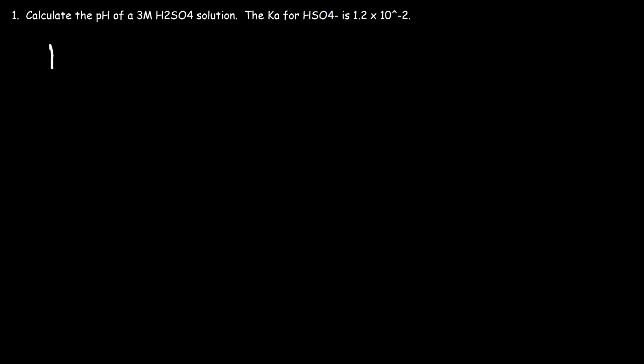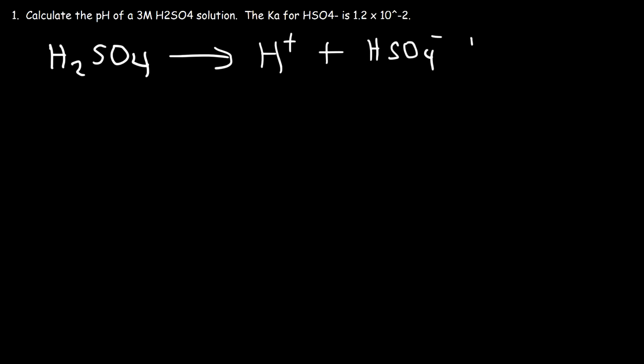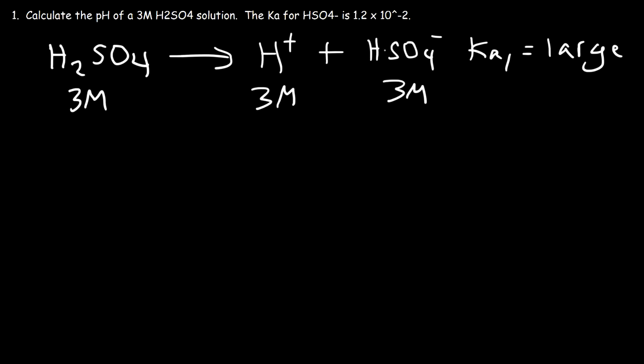Now, you need to understand that there are two dissociation reactions that you need to deal with. The first hydrogen comes off easily. The first Ka value, which represents the acid dissociation constant for the removal of the first proton, is very large, and so it ionizes almost 100%. So we started with a concentration of 3 moles per liter. So then this is going to become 3 M, and the same is true for the bisulfate ion.